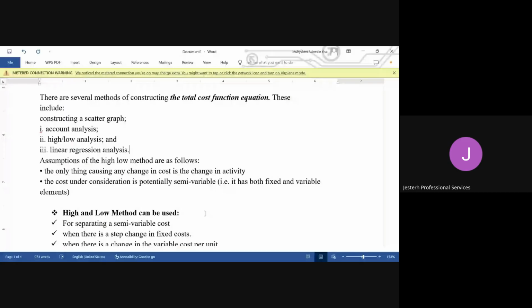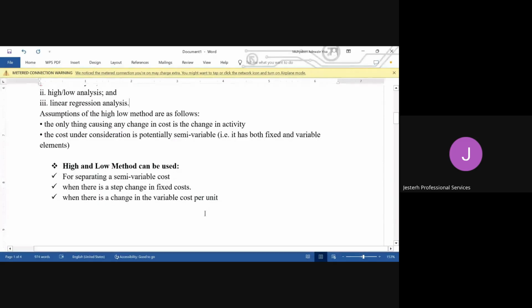The total cost involves fixed and variable costs. We need to know that particular attribute very, very well. If we are giving total costs, we can also call it mixed costs. It involves both fixed and variable cost elements. The high and low method just gives us the simplicity on how to split them into their fixed and variable structures.